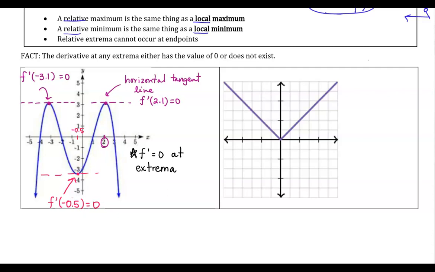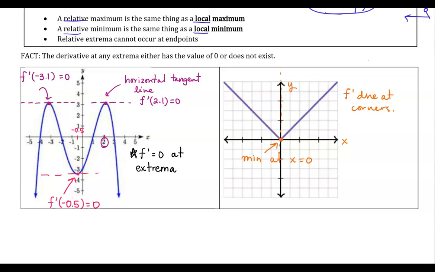Or, because if we look at the example on the right-hand side, go ahead and label my x and my y axes, we do have an absolute minimum right there happening at x is equal to 0, but the tangent line at x is equal to 0 would be a vertical tangent line. That tangent line is undefined. We've talked about the absolute value function and how the derivative does not exist at sharp corners.